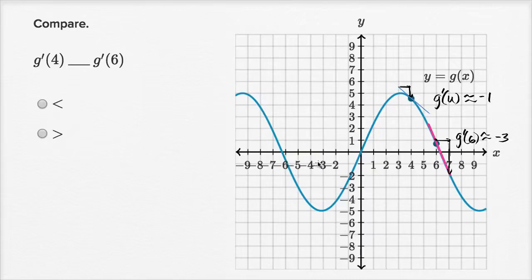So which one of these is larger? Well, this one is less negative, so it's going to be greater than the other one. And you could have done this intuitively. If you just look at the curve, this is some type of a sinusoid here.